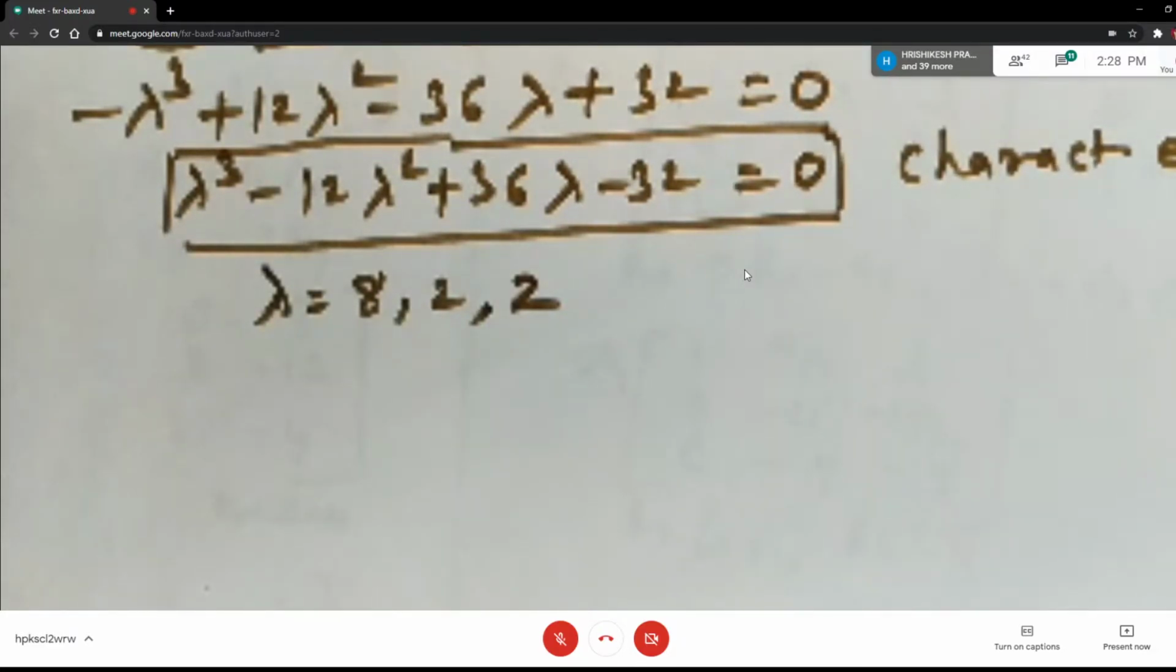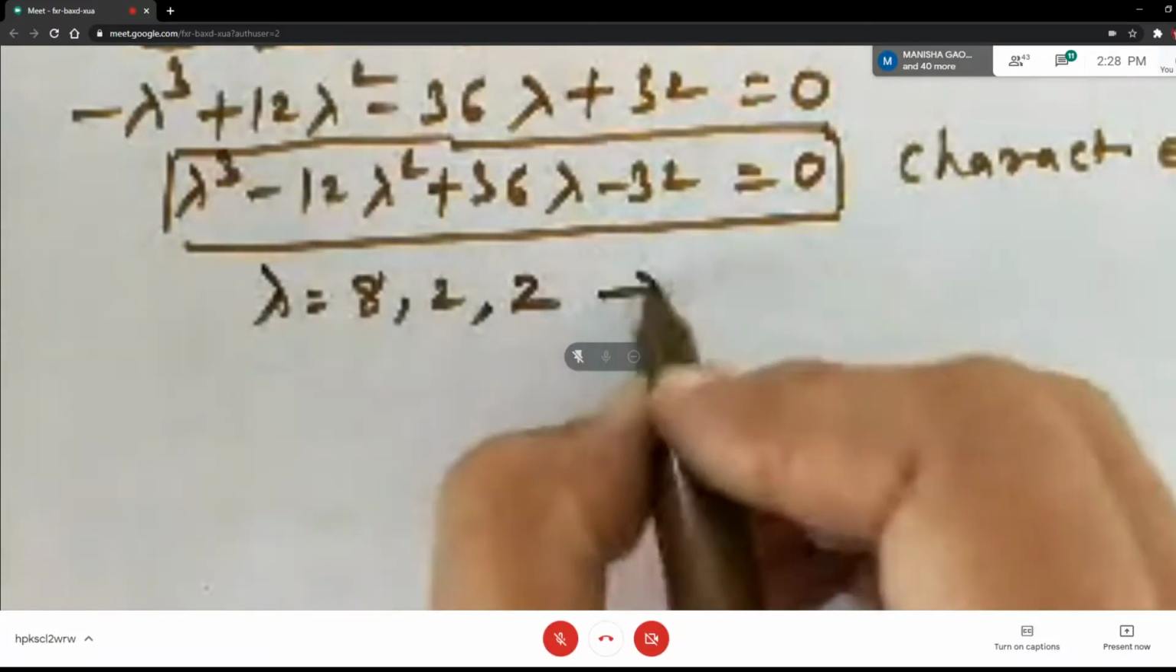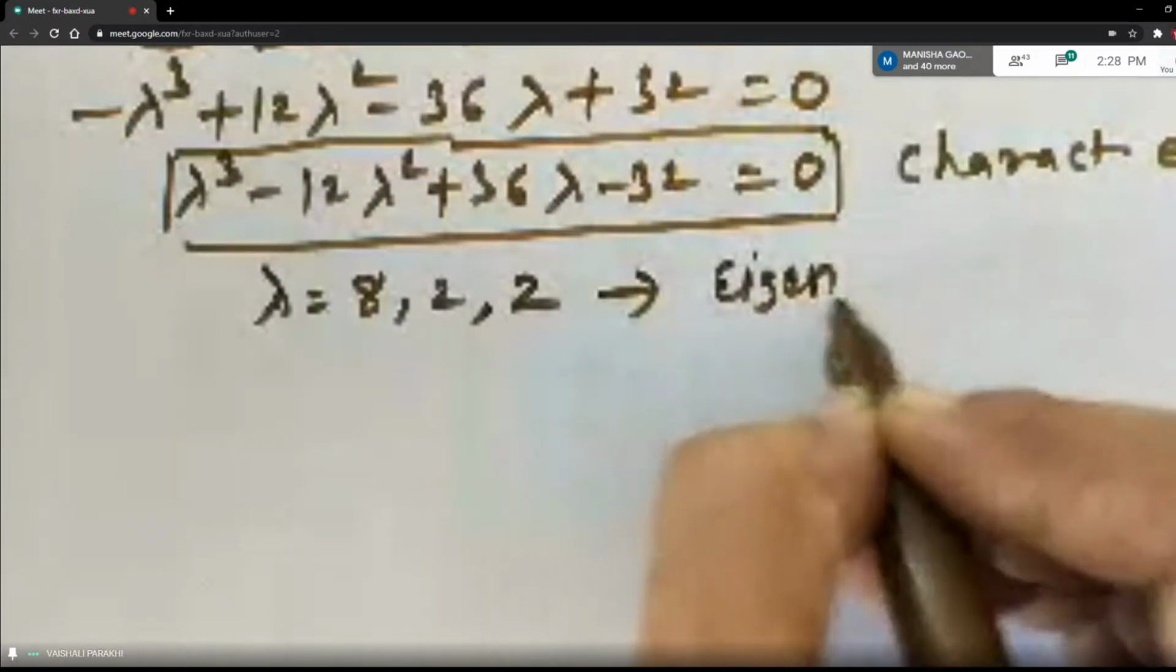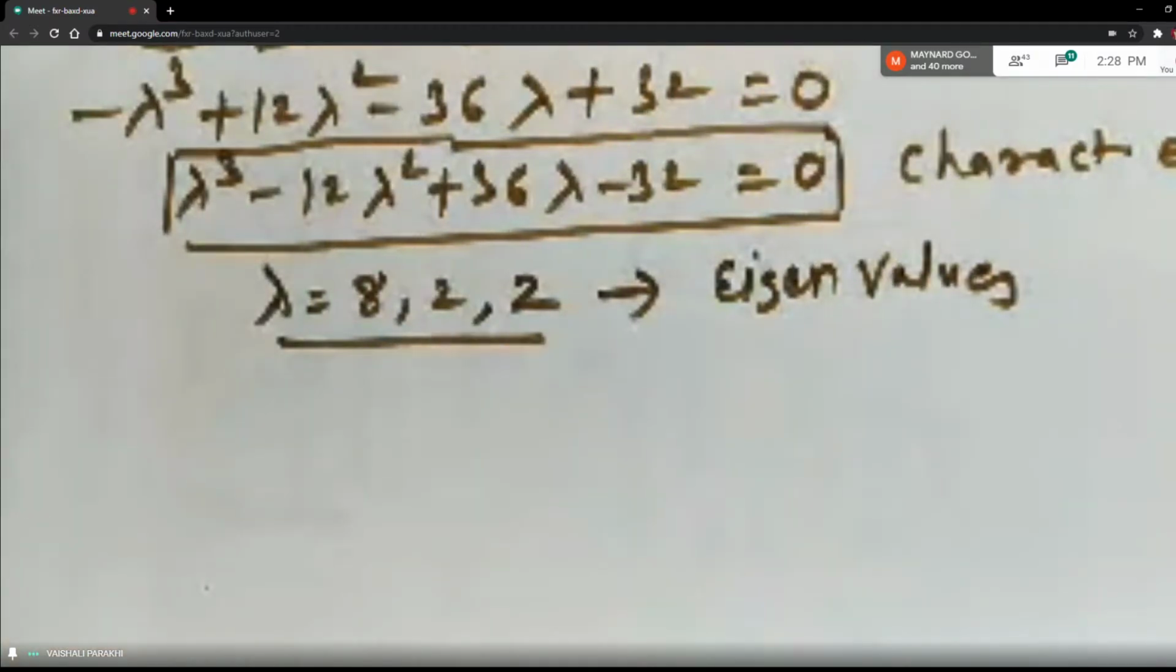If the 3 roots are different, the calculator will definitely show you 3 distinct roots. But if some root is repeated, what always happens? Whatever is the second number, it is repeated. So the calculator stops at 8, 2. But you know that you are solving a cubic equation, so you should get 3 roots. So what is the third root? It is 2. So these are your eigenvalues. The roots of the characteristic equation are called eigenvalues.